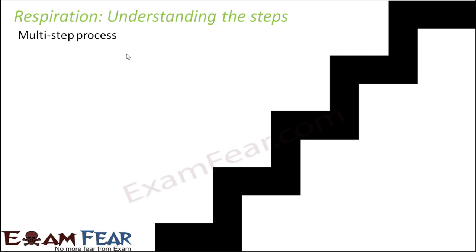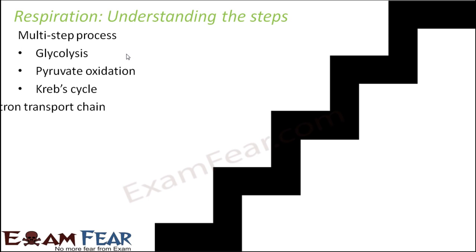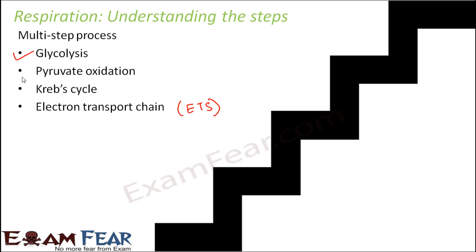So the entire process of respiration, right now we will be talking about aerobic respiration. It has 4 steps: glycolysis, pyruvate oxidation, Krebs cycle and electron transport chain or electron transport system or ETS, whatever you call it. These are the 4 steps which together will lead to the conversion of glucose into carbon dioxide, water and a lot of energy. So first we will start our discussion with glycolysis.